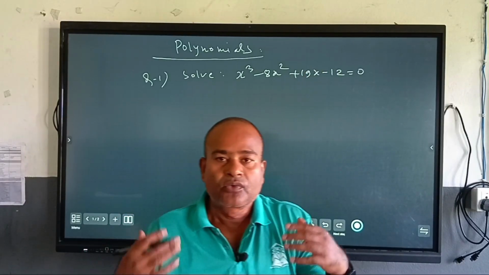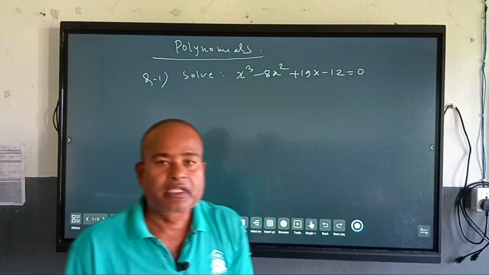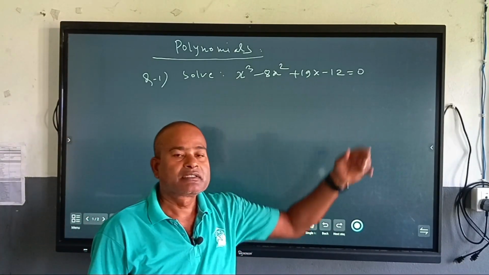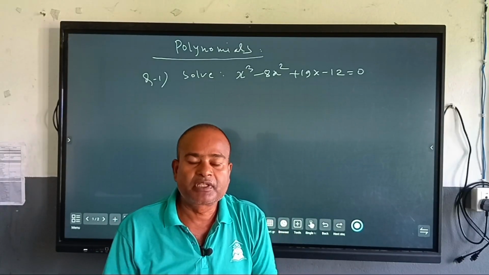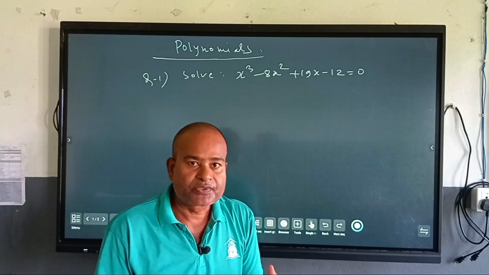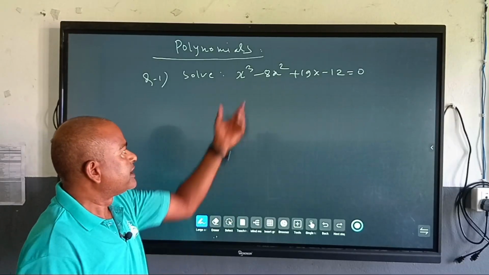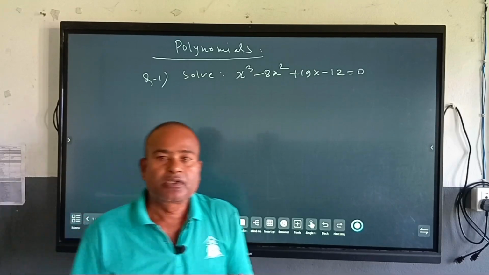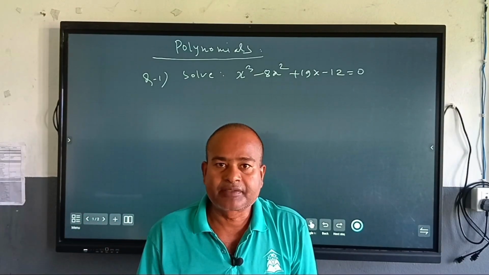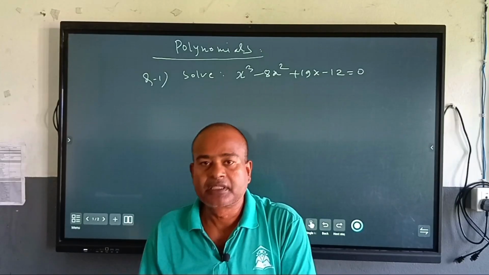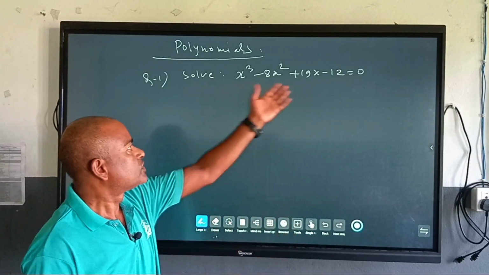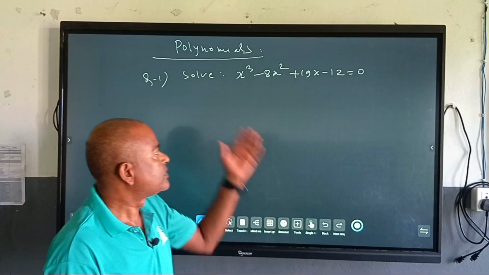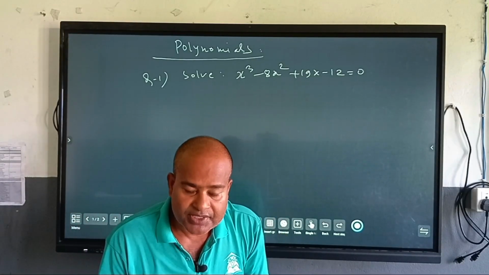So dear students, we are given a polynomial equation and we have to solve it. By solving, we have to find the values of x, which are also called the roots of the polynomial equation. Here, we'll use the factor theorem and synthetic division method to find the roots of the given polynomial equation. Roots means the values of x which satisfy the given polynomial equation.